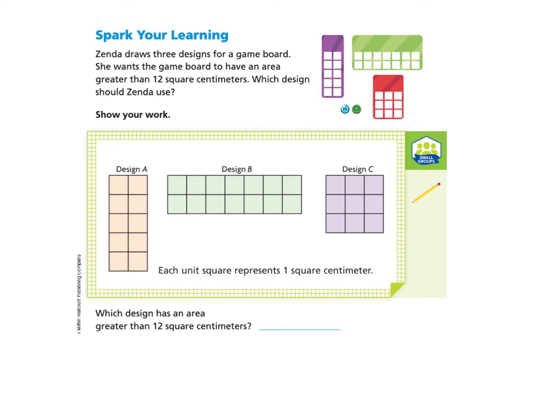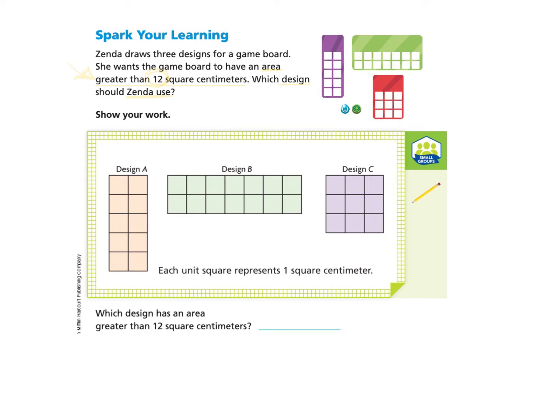As usual, we will read and highlight and underline the important information. Zenda draws 3 designs for a game board. She wants the game board to have an area greater than 12 square centimeters. So we'll underline that important information and circle that. Which design should Zenda use? So that is what we're looking for, the design that Zenda should use when her area is greater than 12 squares.